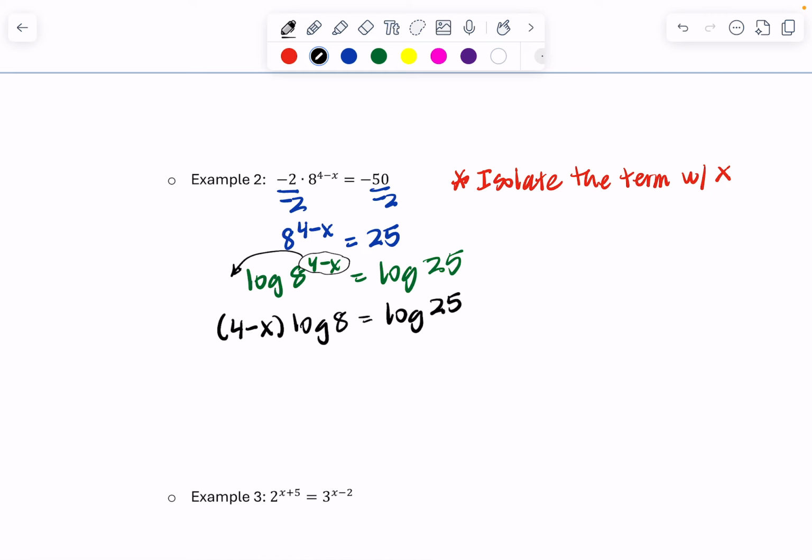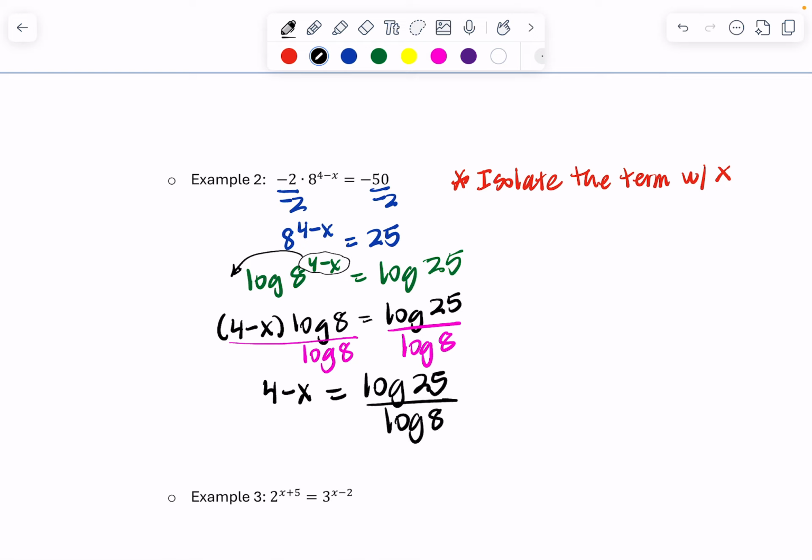There we go. So now we can solve for x. Let's see. I'm thinking it might be good to just divide both sides by log 8. And there are different strategies that you can use to get to the answer here. As long as you're following your math rules, you're fine. You're going to get the same thing.